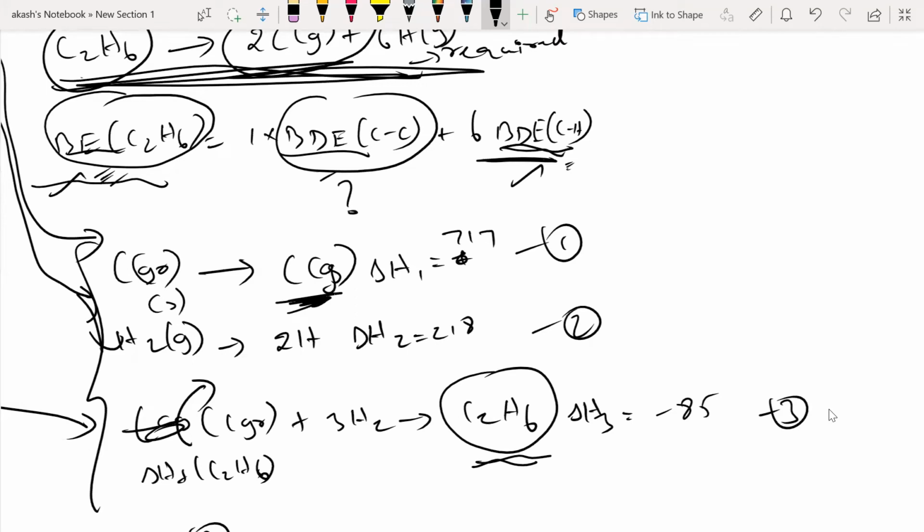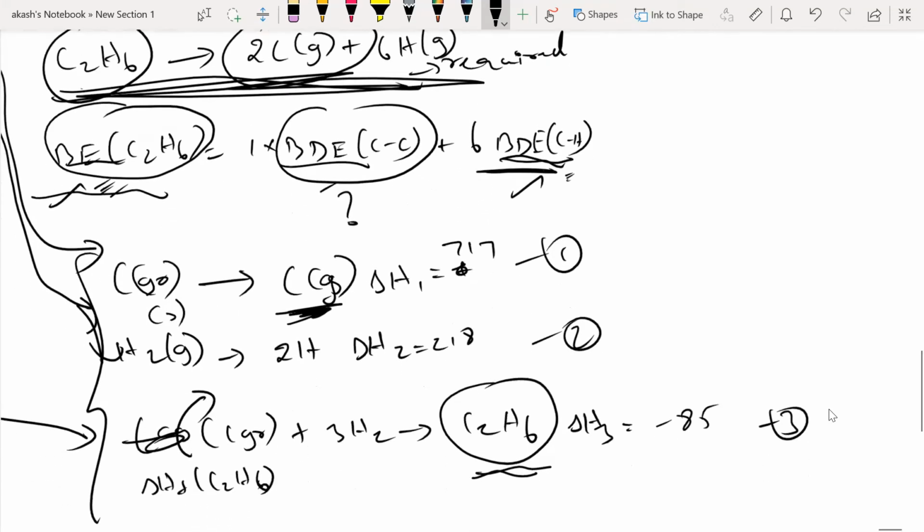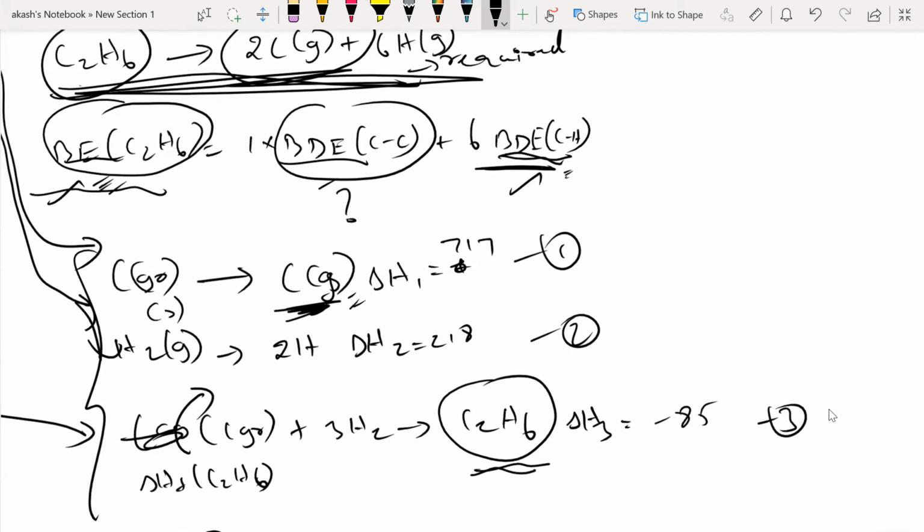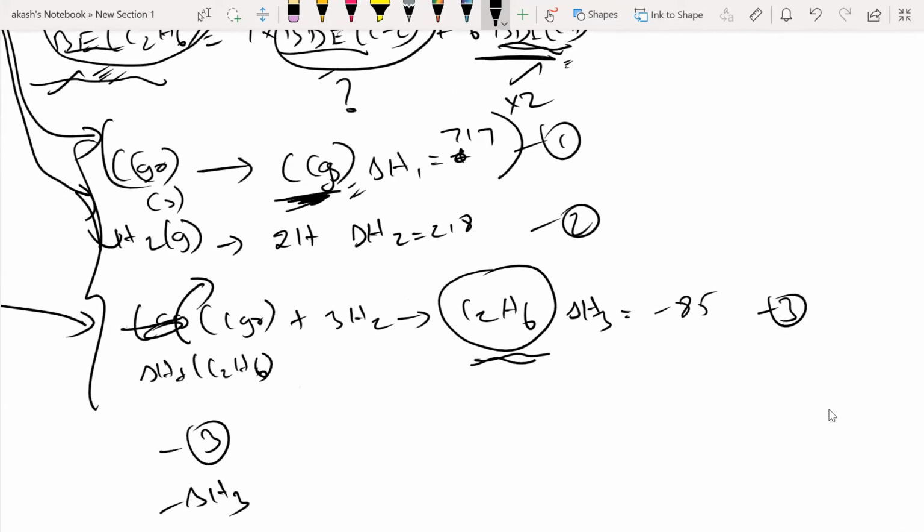Is it not? But I require 2 moles of this in the equation. It is there on the product side, okay, but I require 2 moles of this. So I have to multiply this entire equation by 2, right? Okay. So what do we need to do now? We should write 2 into equation number 1. That means I have to add 2 into delta H1, right?